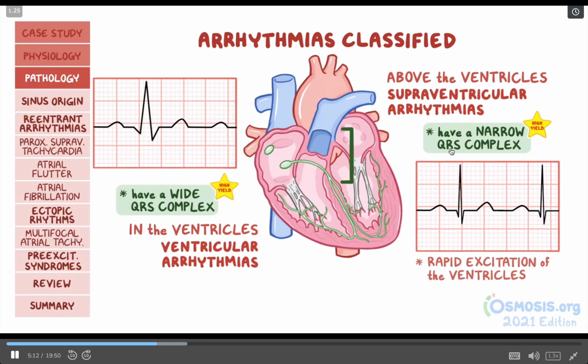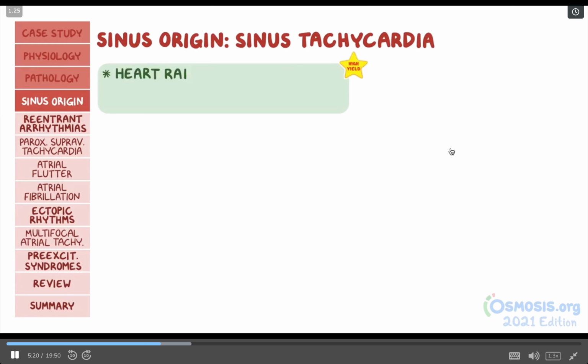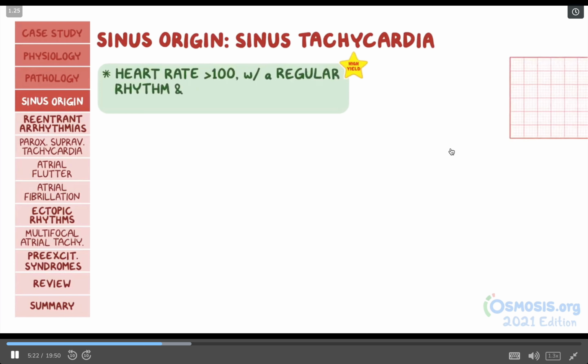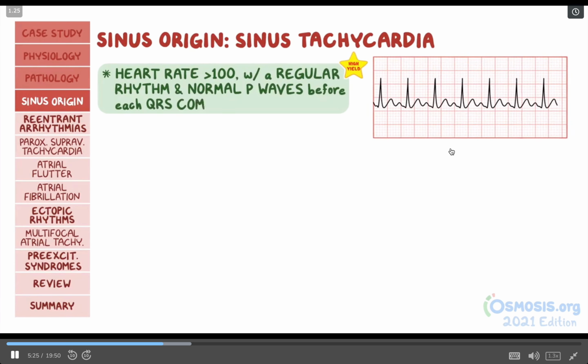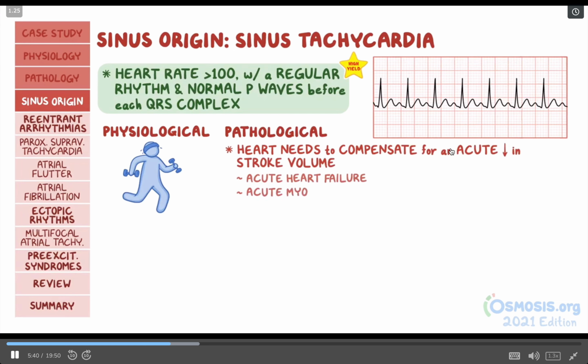The first type of supraventricular arrhythmia includes those with sinus origin. So first, there's sinus tachycardia, which is a heart rate above 100 with a regular rhythm and normal P waves before each QRS complex. It can be physiological, like during exercise, or pathological. Pathological sinus tachycardia happens when the heart needs to compensate for an acute decrease in stroke volume, like in acute heart failure, acute myocardial infarction, or pulmonary embolism.